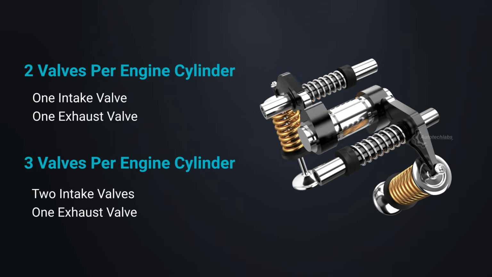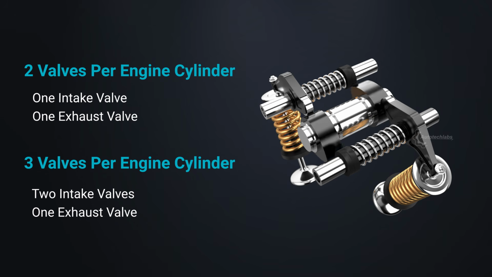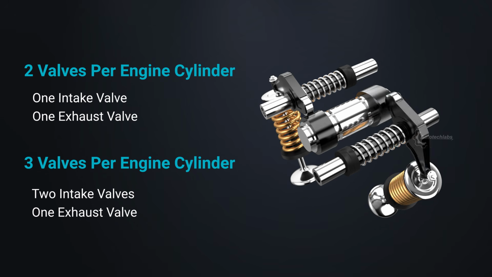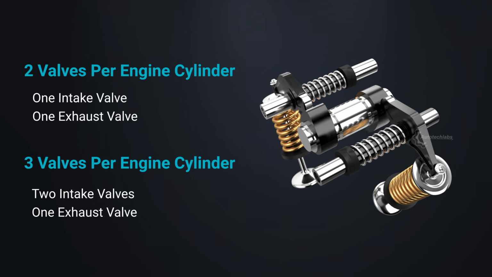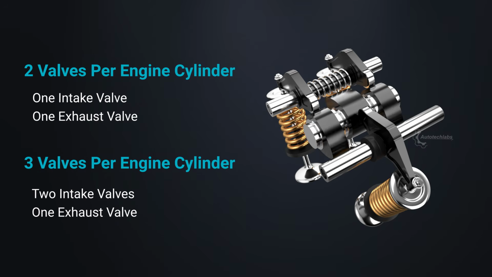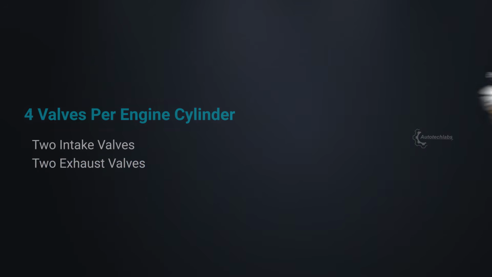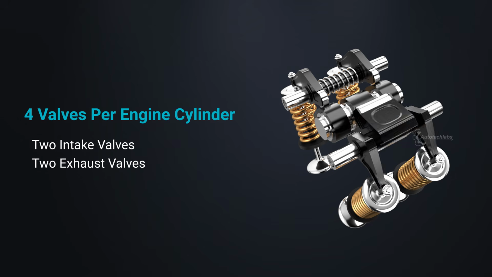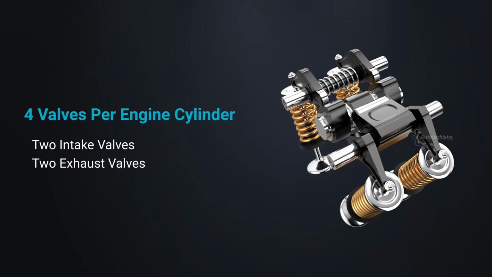SOHC design typically allows a 2 or 3 valves per cylinder configuration, where usually 1 valve for intake and 1 for exhaust, or 2 valves for intake and 1 for exhaust. However, current industrial competencies allow production of 4 valves per cylinder configuration using SOHC.